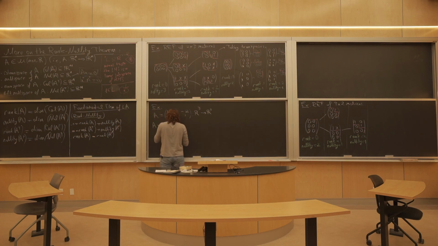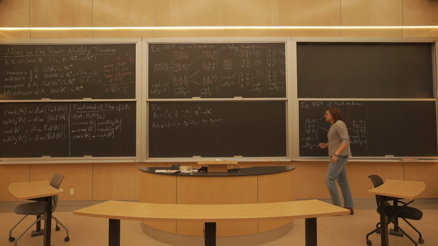A of x, y, z goes to x minus 3y minus 2z as the first entry, and the second entry is minus 5x plus 9y plus z. It takes a triple and turns it into a certain pair of numbers. So let's compute everything.